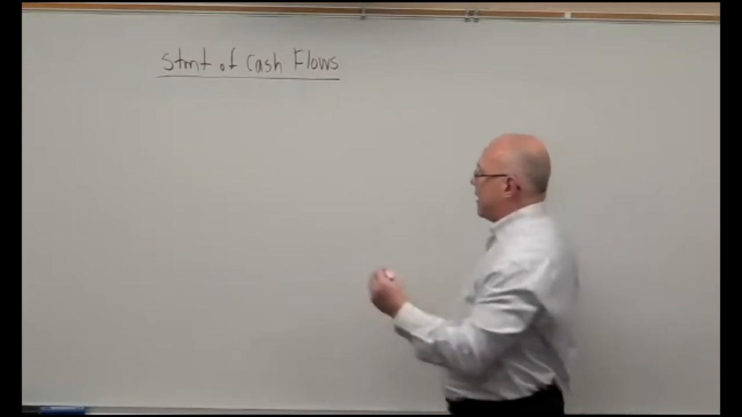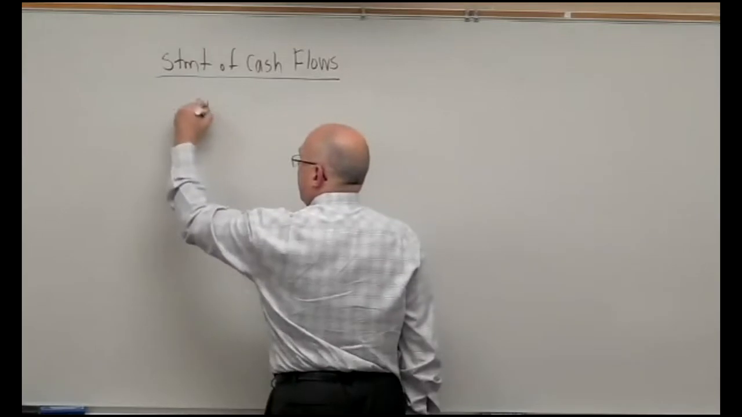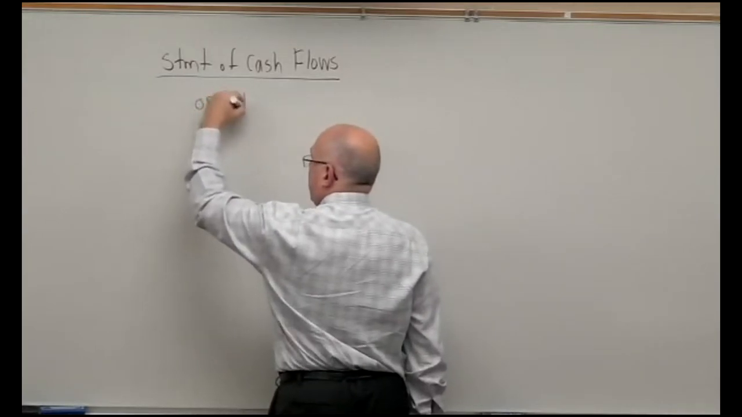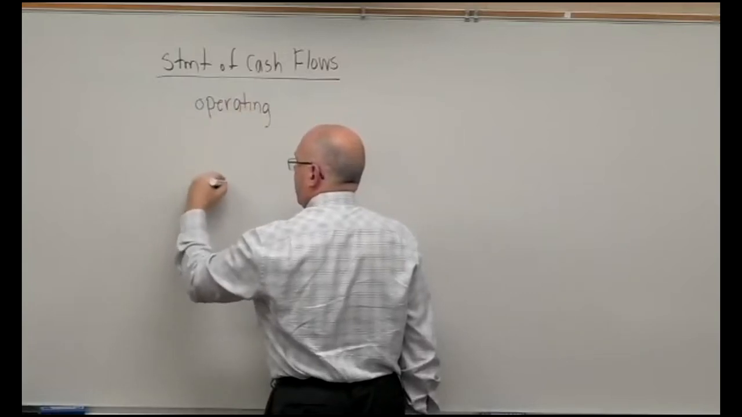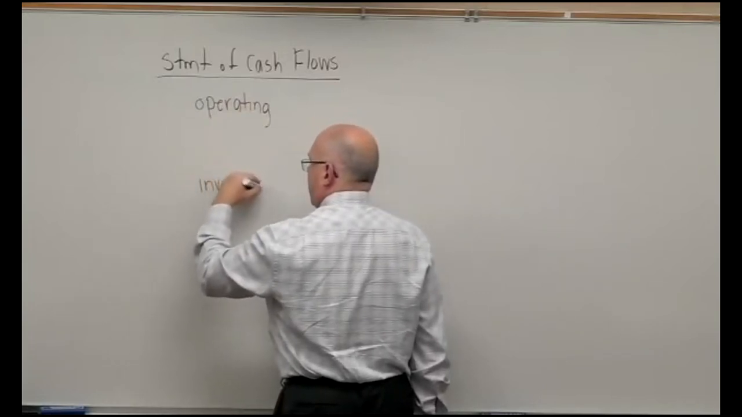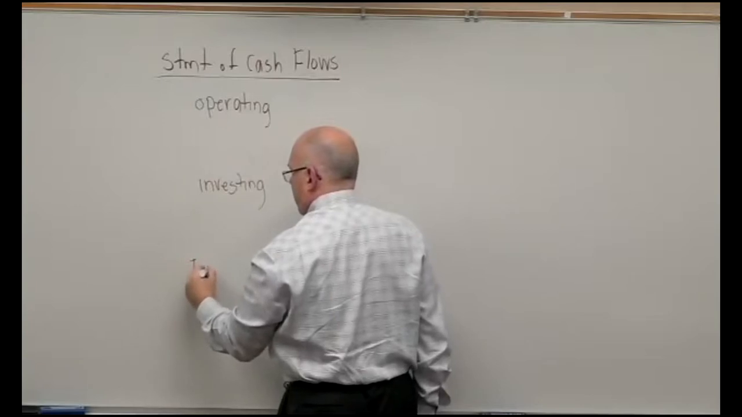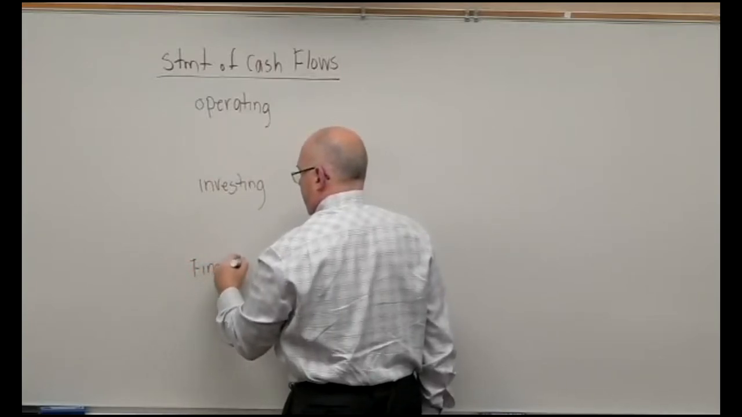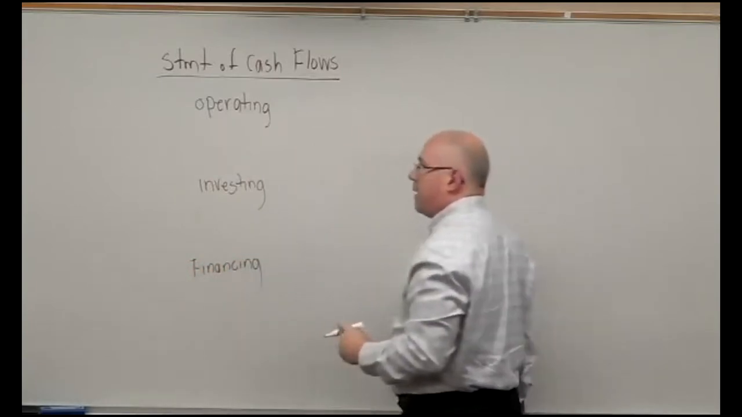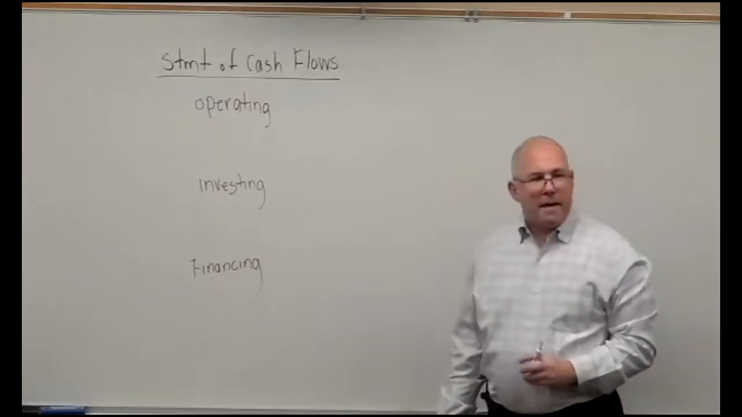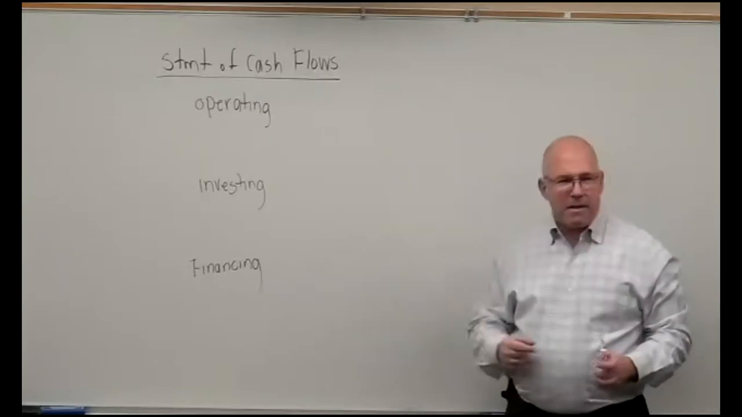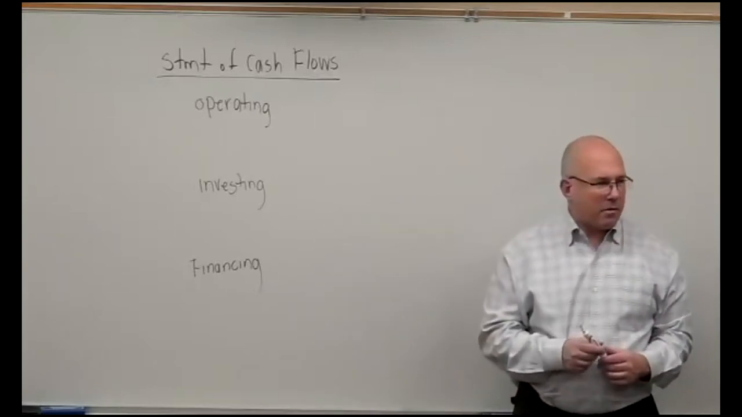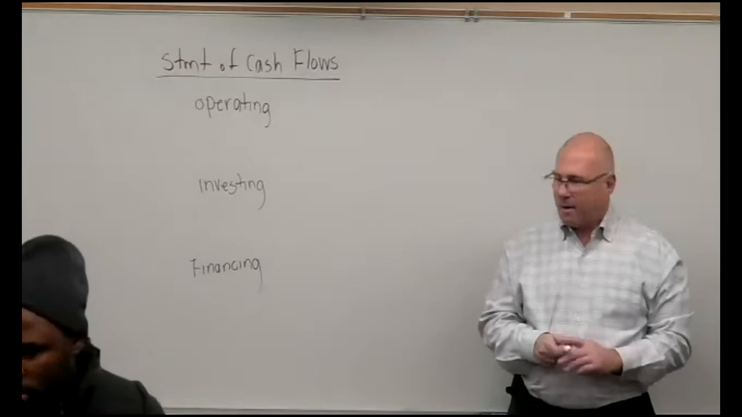There are three sections. There's cash flows from operating activities, cash flows from investing activities, and cash flows from financing activities.